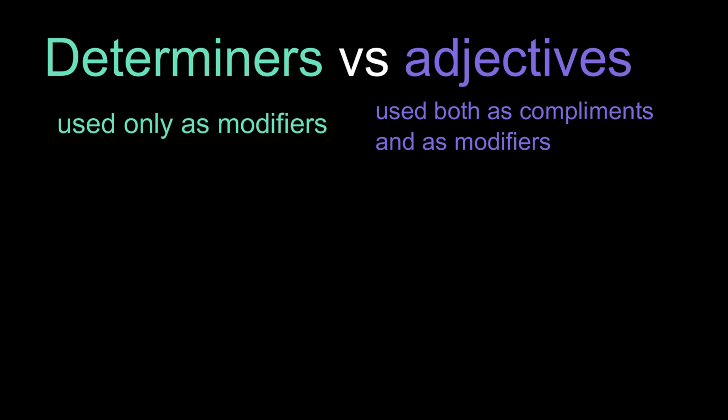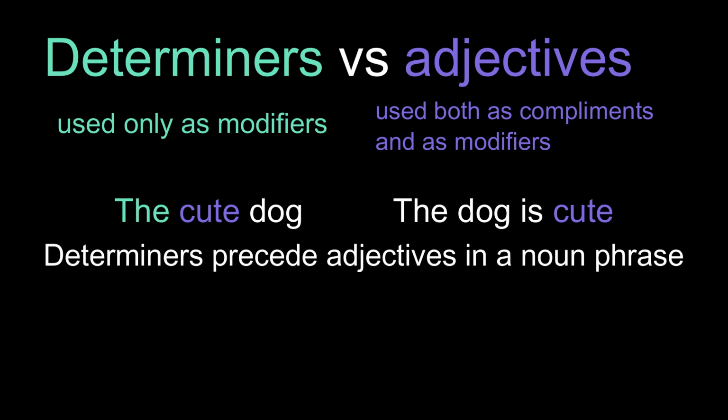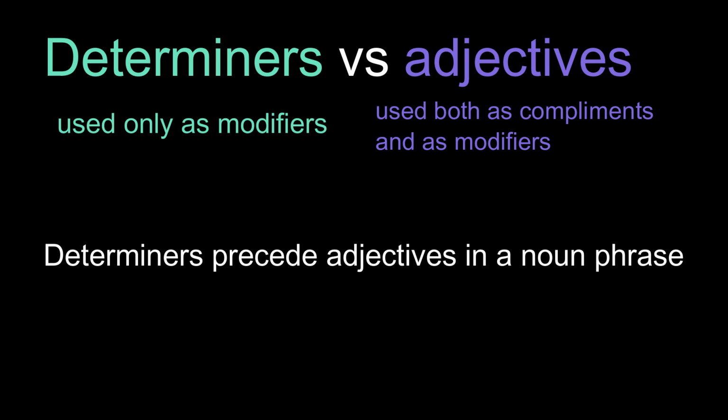For example, compare the use of the and cute. The cute dog. The dog is cute. Cute can be used before a noun or after a linking verb. However, the can be used only before a noun and must be placed before adjectives in a noun phrase. In other words, determiners precede adjectives or other modifiers in a noun phrase.